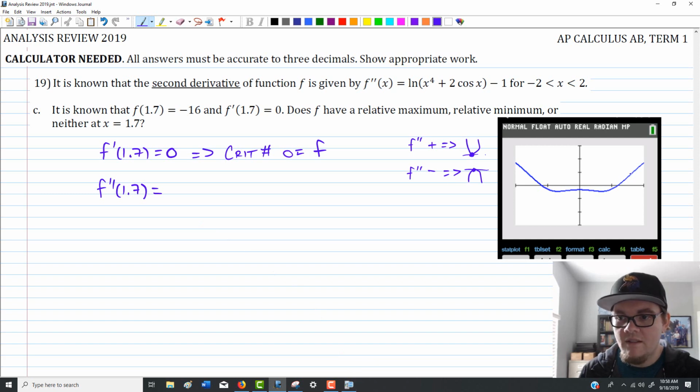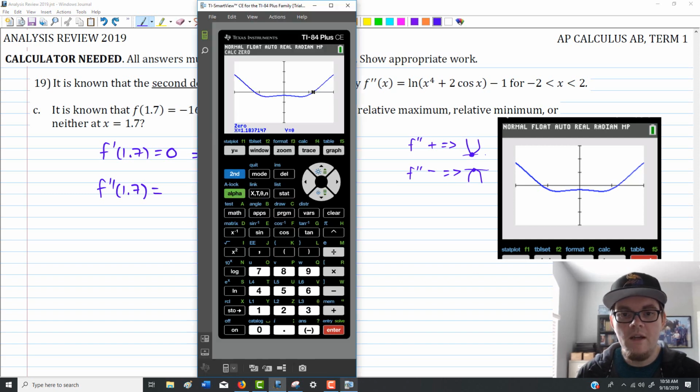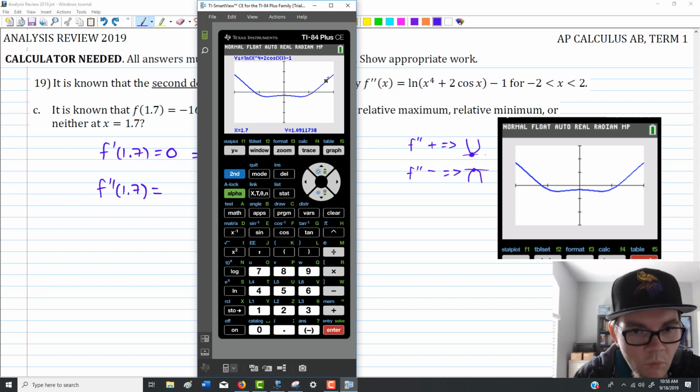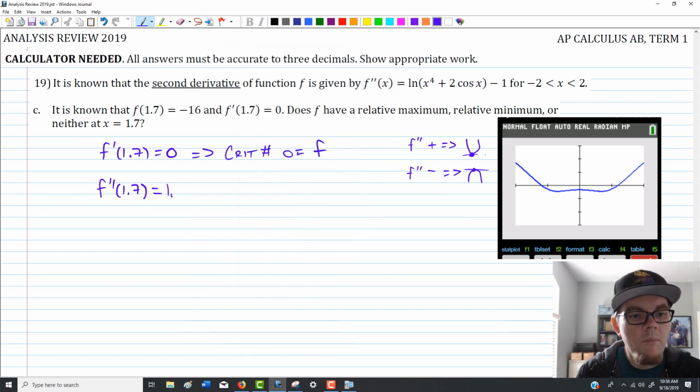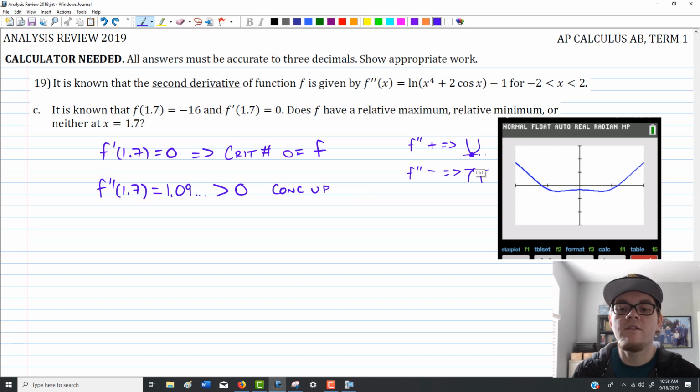So 1.7 is, I think, right over here, but let's use the graphing calculator just to make sure. So we'll go to it, we'll trace it at 1.7. So that is 1.09, it's definitely positive. So from here, that means that we are concave up at a critical number, and concave up leads us to seeing a relative minimum.